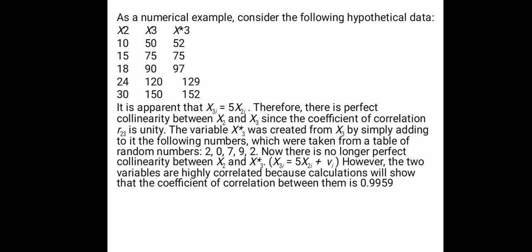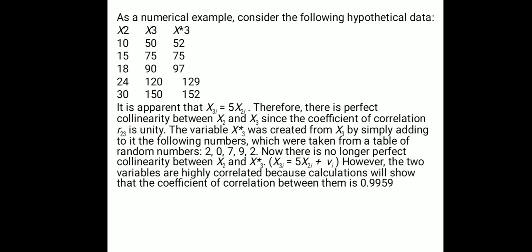First, it is x3 equal to 5x2. Therefore, there is perfect collinearity between x2 and x3. Now, see, the correlation coefficient is unity. Now, the variable x3 star was created from x3 by simply adding to it the following numbers, which were taken from the table of random numbers.